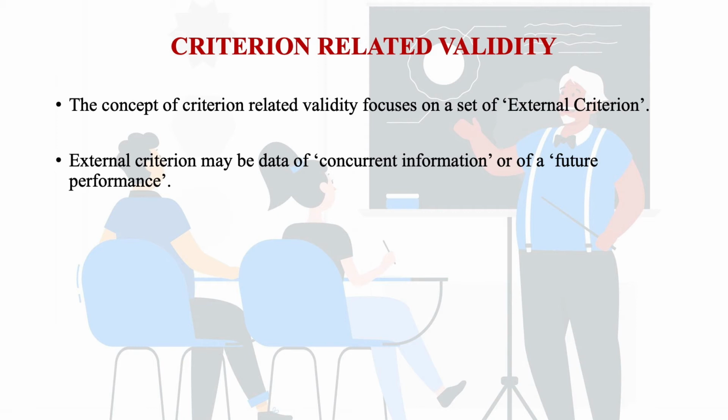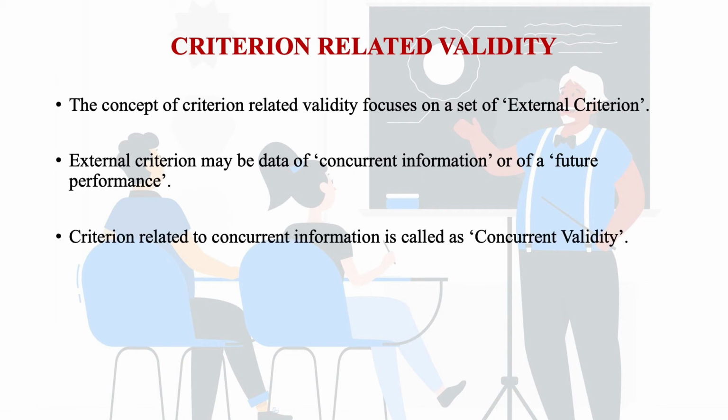It is supposed to be used for determining the validity of a tool. So far as the external criterion is concerned, criterion related to concurrent information is called concurrent validity, and criterion related to future performance, or the external criterion, is called predictive validity. So two important methods come under criterion related validity: one is concurrent validity and the other is predictive validity. Try to understand the concept of predictive and concurrent validity.